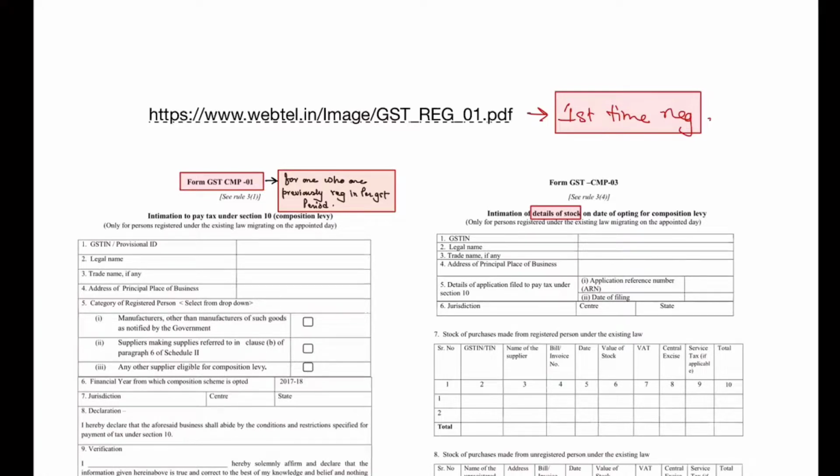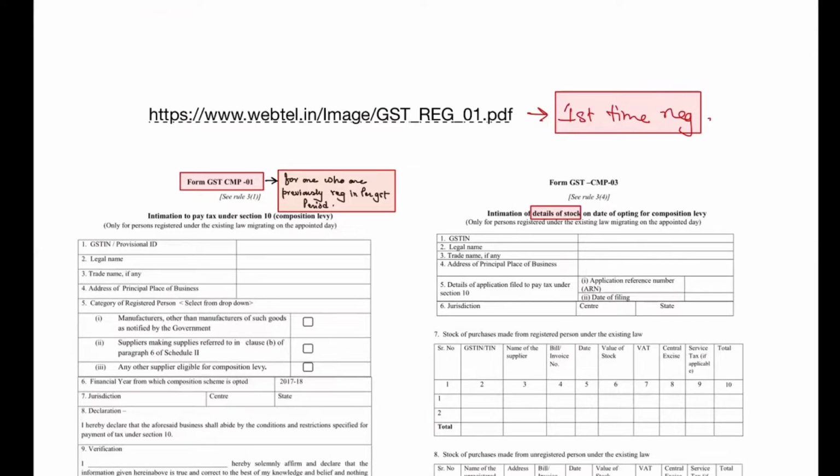In GST also, like in the law, we saw that forms are named on chapters, correct? So for the composition scheme all forms will be GST CMP. CMP is the composition form. There are 01, 02, 03, like 7, 8 forms. All are not required, but a few are required. We'll go through that. But for persons who are getting registered for the first time and opting for the composition scheme, GST CMP won't work.